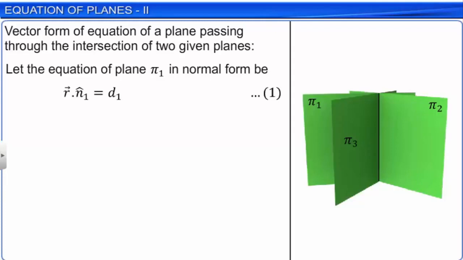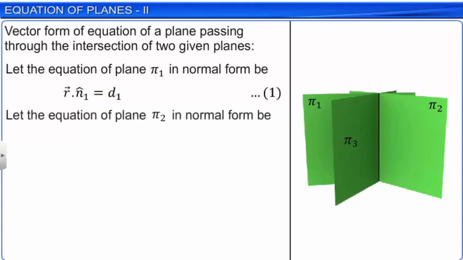Here, vector r is the position vector of a point on the plane. Vector n1 is the unit vector along the normal to plane pi1. And d1 is the distance of plane pi1 from the origin. Also, let the normal form of the equation of plane pi2 be given by equation 2. Let A be any arbitrary point with position vector A on the line of intersection of planes pi1 and pi2.